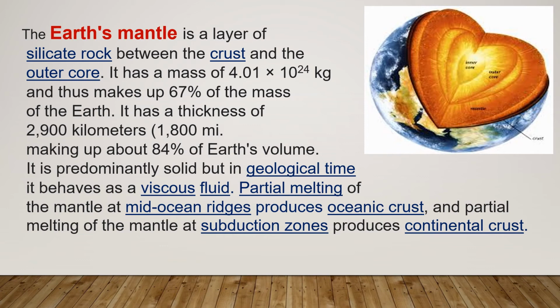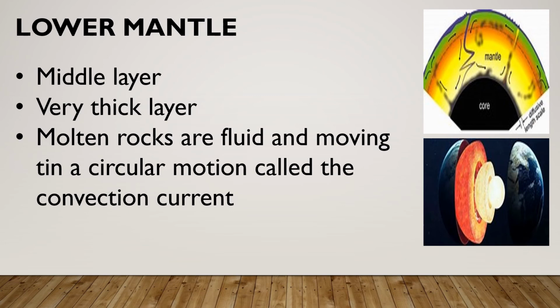Partial melting of the mantle at mid-ocean ridges produces oceanic crust. And partial melting of the mantle at subduction zones produces continental crust. So this is how it was broken. Now, the lower mantle, the middle layer, is a very thick layer. Molten rocks are fluid and moving in a circular motion called the convection current.